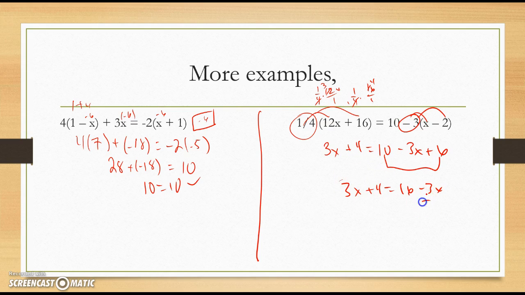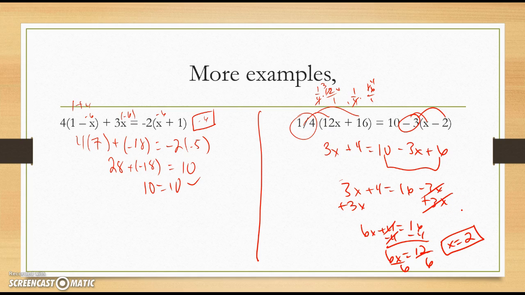Positive 3x over here, so I'm going to add the 3x over. So this crosses out. So we have 6x plus 4 equals 16. Subtract the 4 now so we can isolate it. Oops, that's not my answer yet, sorry. X equals 2.